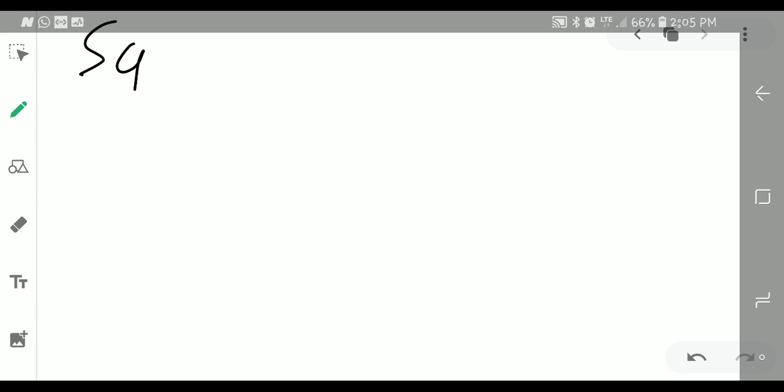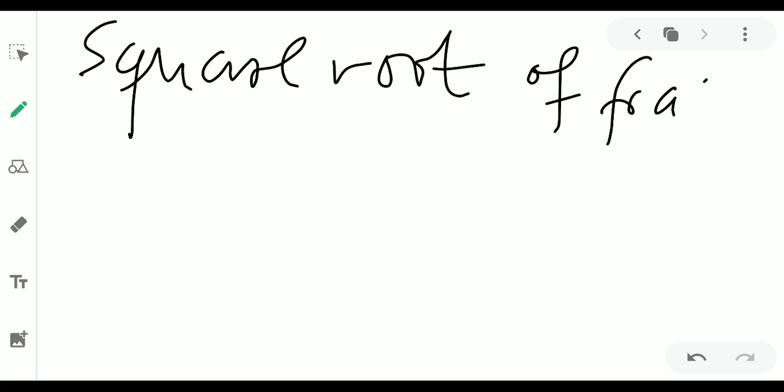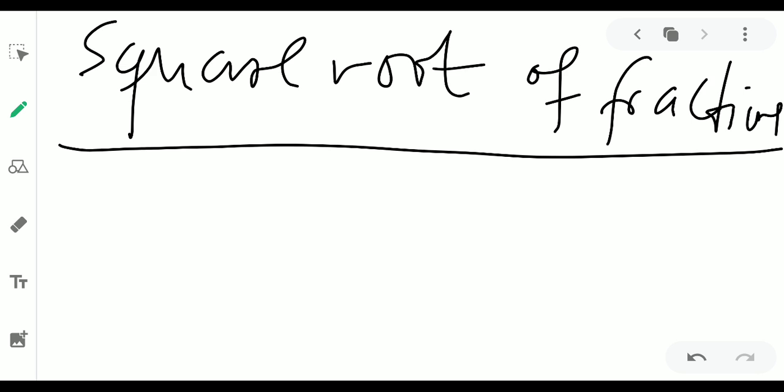Let's move on to fractions. Square root of fractions. It is not difficult. Just pay attention.